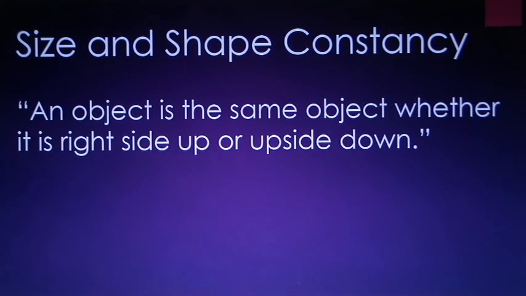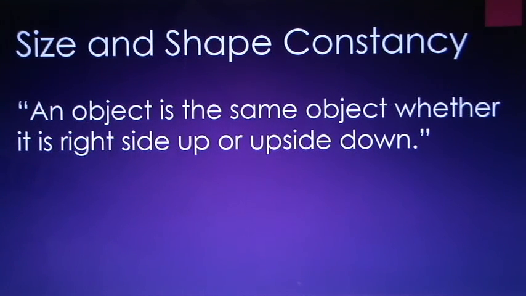Size and shape constancy then simply means that an object is the same object, whether it is right side up or upside down. And we teach that very early. We need that in our world to have constancy.